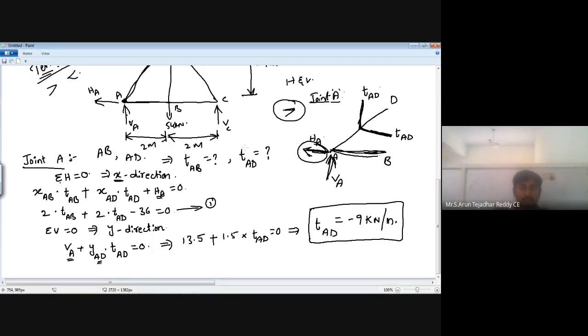So here TAD completed. Next other unknown is TAB. Just simple, this TAD value substitute in equation number 1. Then you will get the other unknown value, that is TAB. Write down TAD, substitute in equation number 1.